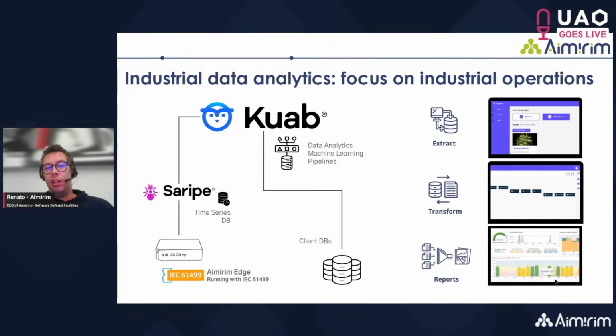Some kinds of machine learning. It's all on pipelines on the cloud, which proves again the scalability of the software and the architecture ready for IT and OT integration. Then you can extract your data, transform your data, and generate intelligent KPIs. And always it's only possible because we are collecting the data with the Aimirim Edge running the 61499.